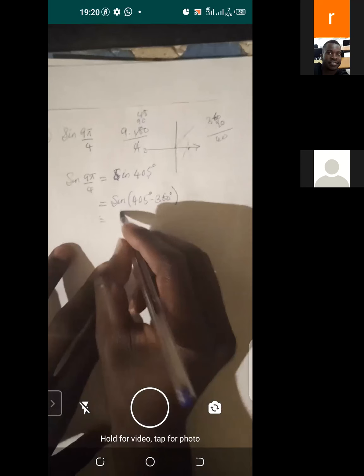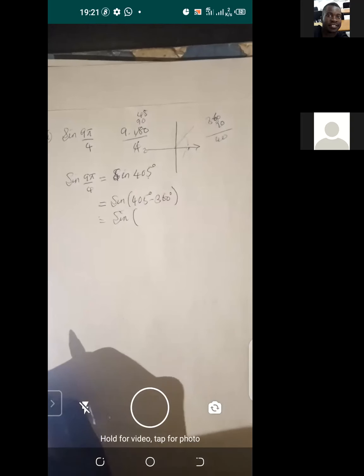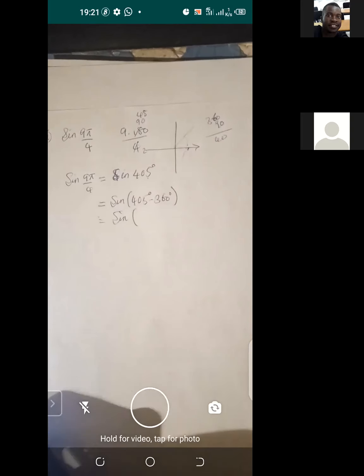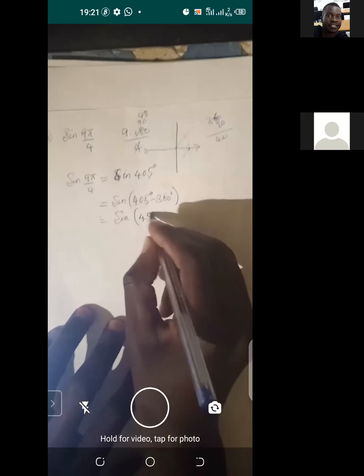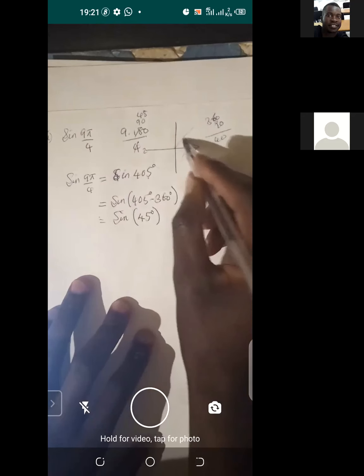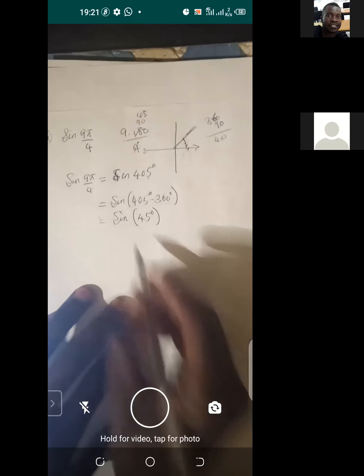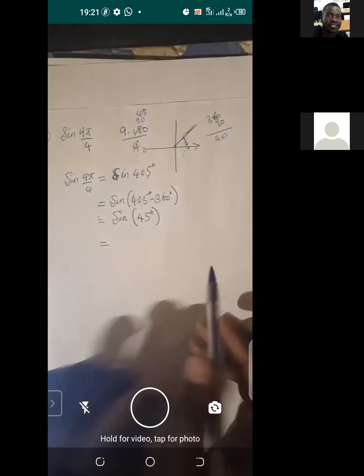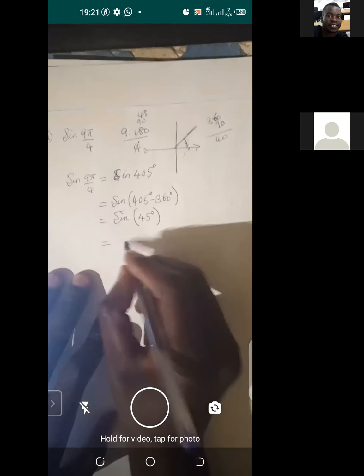sine of 405 minus 360, you're going to get 45 degrees there. This angle is in the first quadrant, and this value should be positive. So this one is equal to the sine of 45 degrees, which is simply the root of 2 over 2. So there you go.